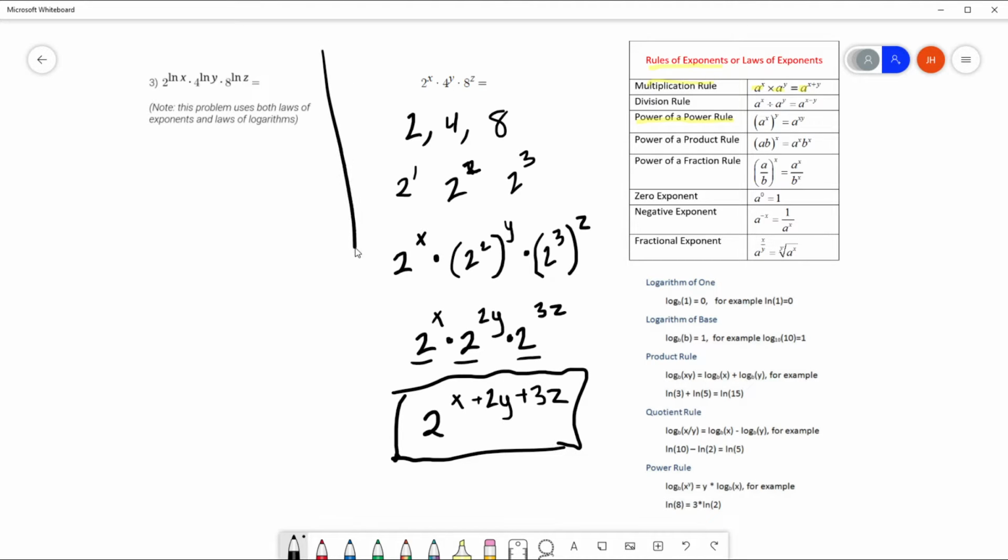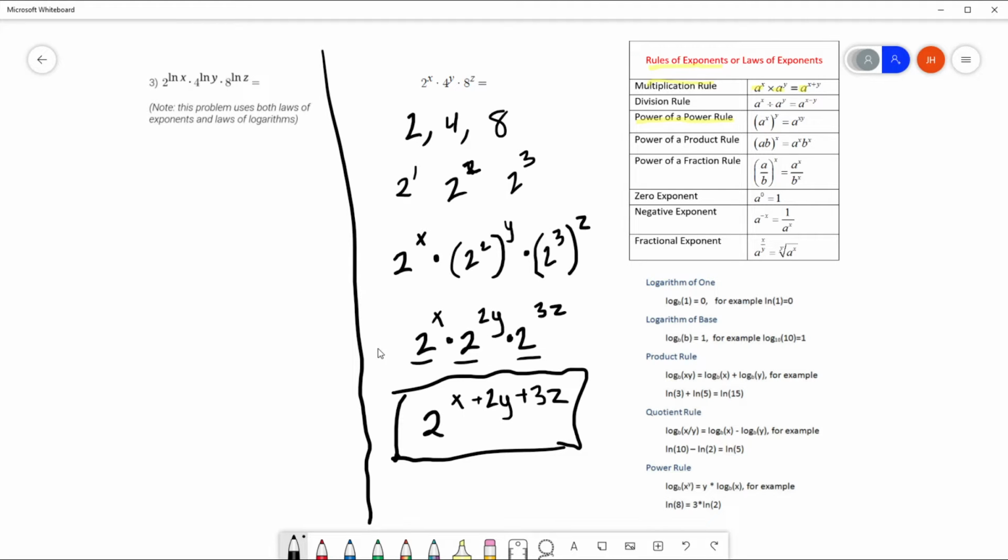Now let's look at our original question, the one with the natural logs. We're going to use the exact same idea. We have 2 to the natural log of x, 4 to the natural log of y, 8 to the natural log of z. So I'm going to rewrite 4 instead as 2 squared. And I know that if I have 2 squared being raised to the natural log of y, then those will multiply, right?